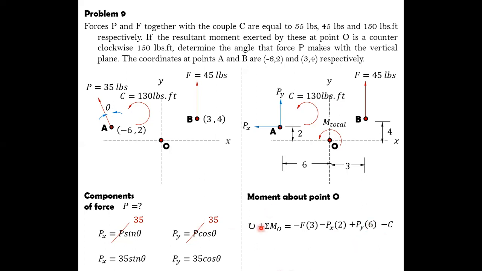So let's substitute. If you can still remember, the element on the left side is the total moment, which is equivalent to a counterclockwise 150 pounds feet. So that must be negative. And then the magnitude of F is 45. The X component of P is 35 sine theta. And P sub Y is 35 cosine theta. And lastly, the couple, which is equivalent to 130. By simplifying this further, we will have this.